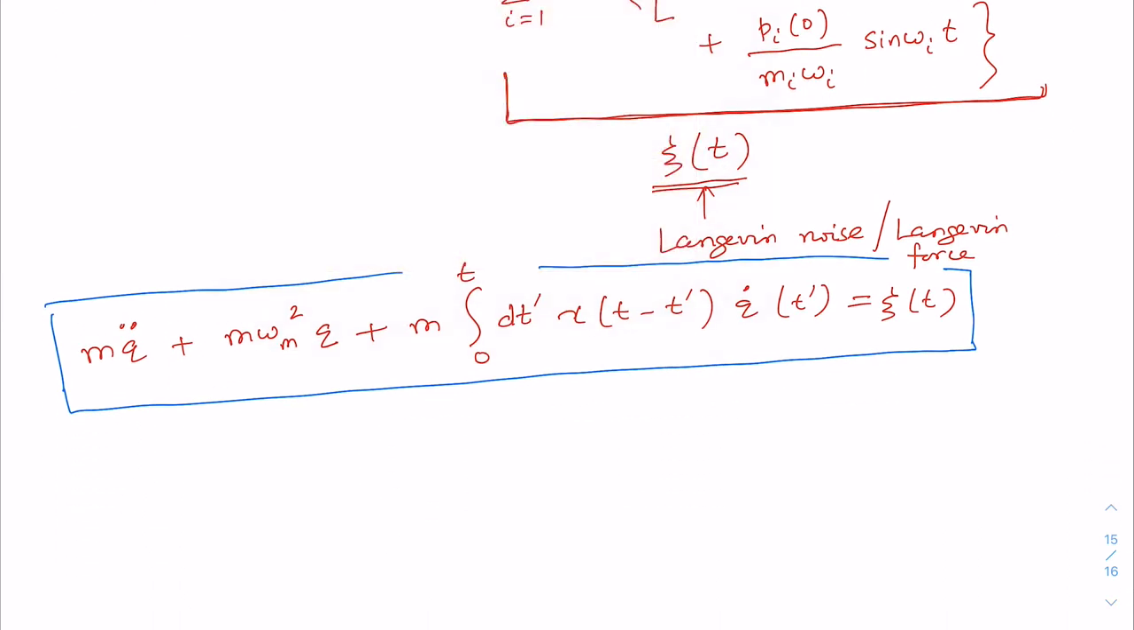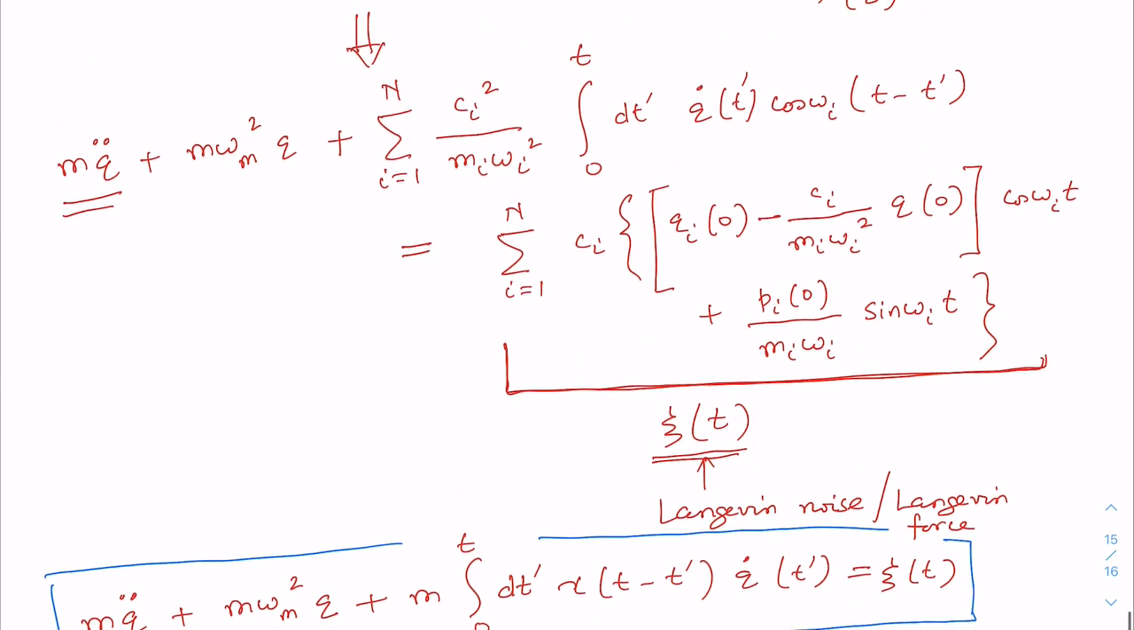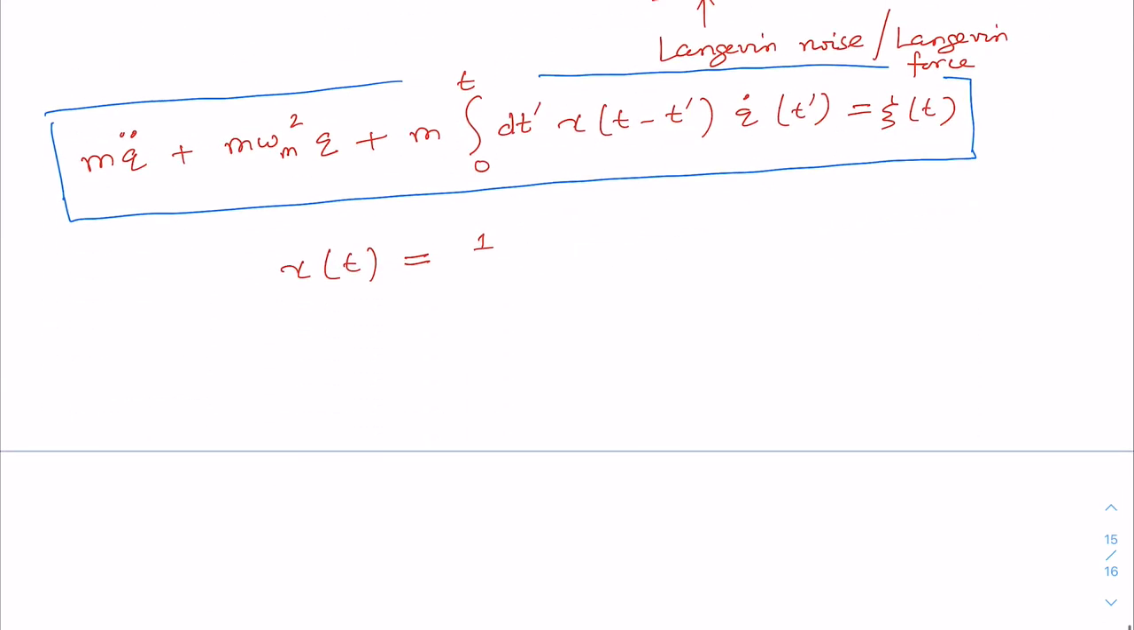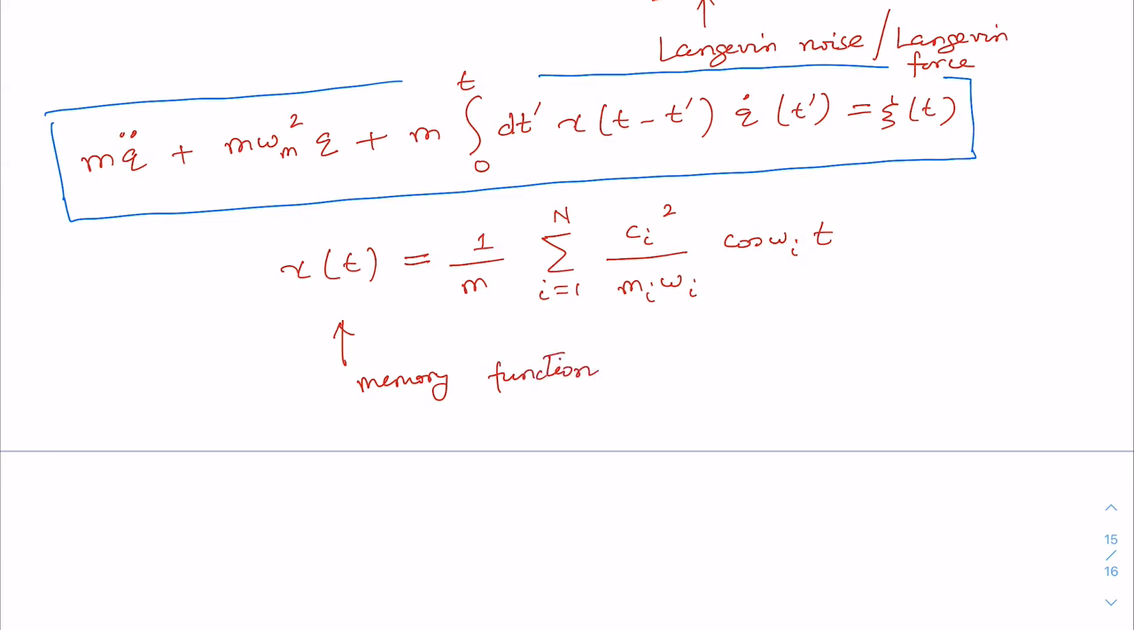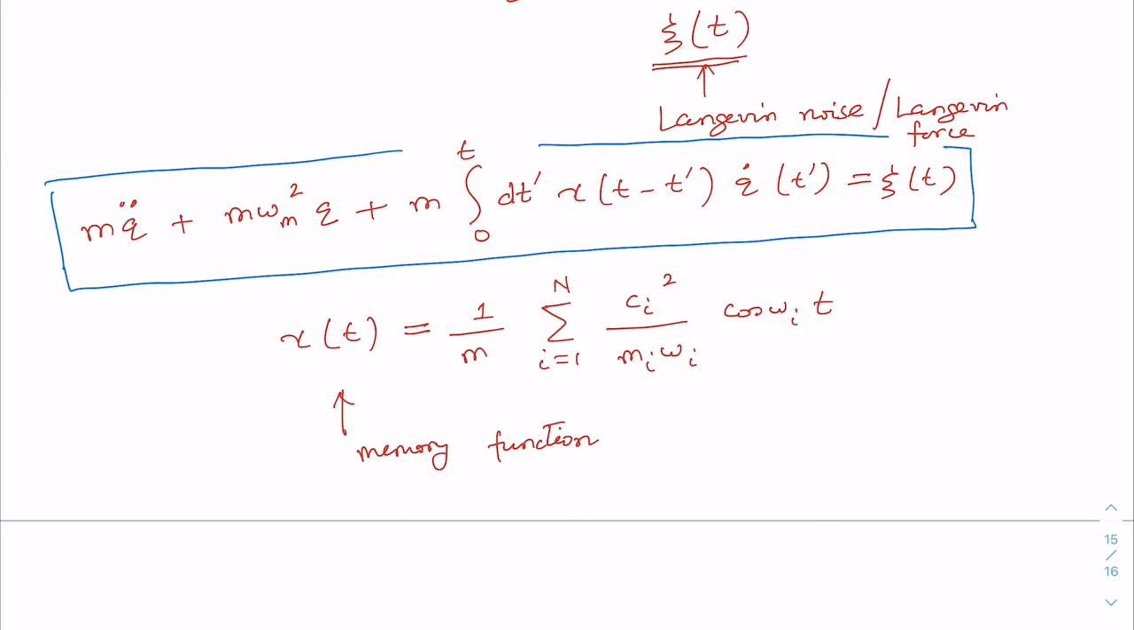And here gamma of t is a time dependent function, it is termed the memory function, and it is basically a shorthand notation of this particular term here. Okay, let me write here, gamma of t is equal to 1 by m, summation i equal to 1 to n, we have c_i square divided by m_i omega_i, and we have here cos omega_i t, and this is termed the memory function. I will talk about it later, and xi is termed Langevin noise or Langevin force.